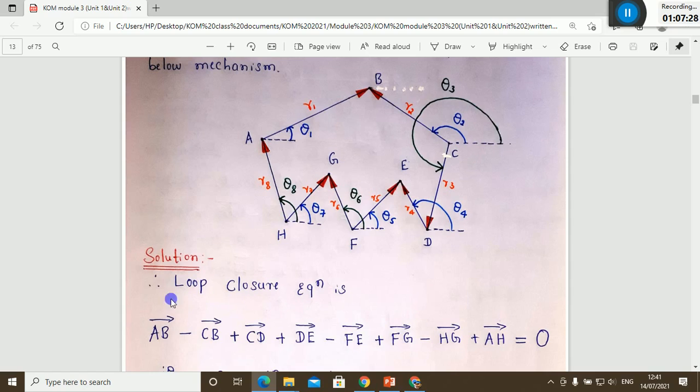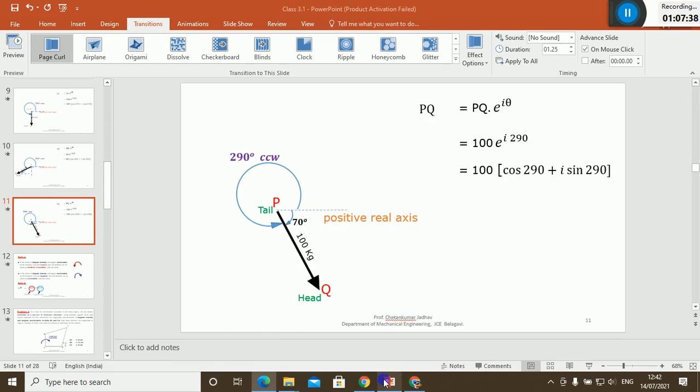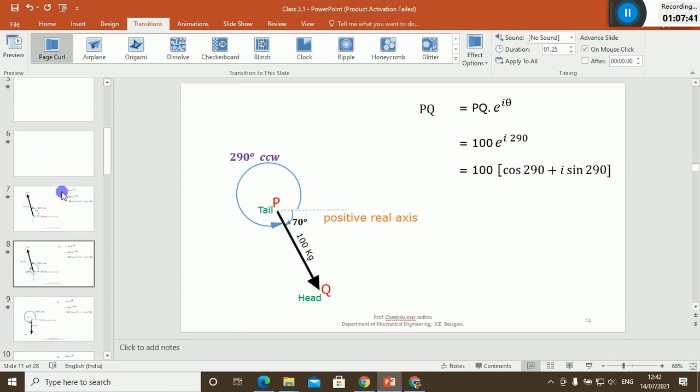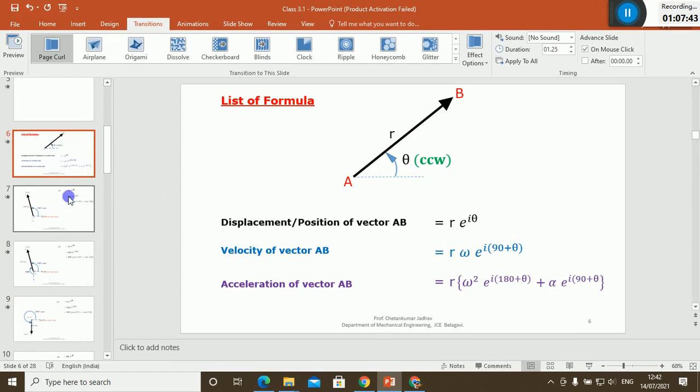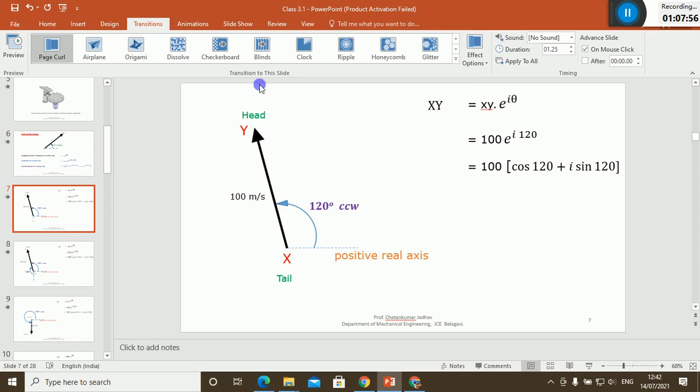After that, can anyone write down the displacement of vector AB? I think I have solved some exercise problems on how to write the displacement of vector AB. So already I have solved this: r into e raised to i theta. If there is a vector having length r and an angle known in the counterclockwise direction, you can write that vector as r e raised to i theta. Already I have solved these problems, so I want this answer.